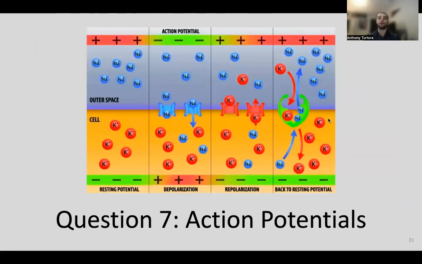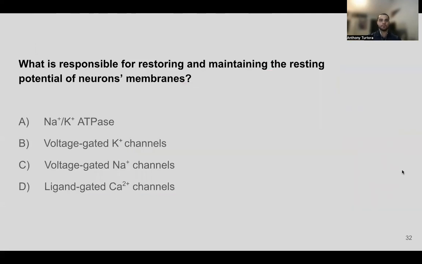All right, so now we will move on to action potentials. All right, so question 7. What is responsible for restoring and maintaining the resting potential of neurons' membranes? So we have A, the sodium-potassium ATPase, B, voltage-gated potassium channels, C, voltage-gated sodium channels, or D, ligand-gated calcium channels.